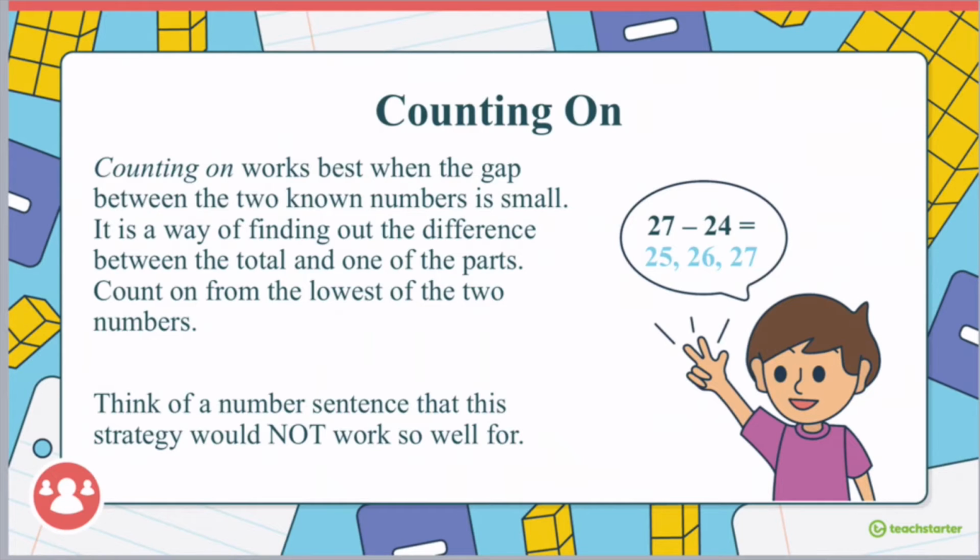Another strategy we can use is counting on. Counting on works best when the gap between the two numbers is also small. It is a way of finding out the difference between the total and one of the parts. Count on from the lowest of the two numbers. So we've got 27, take away 24 over here again, and we need to start at the 25. So we go 25, 26, 27, and then we get our answer. So our answer is 3.